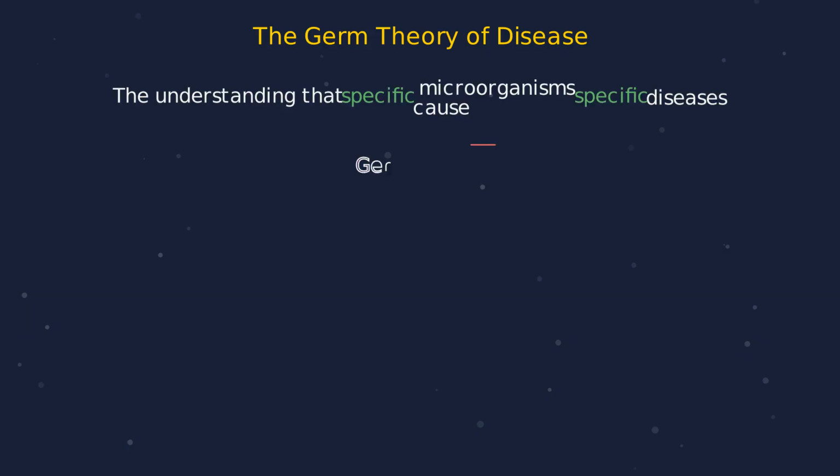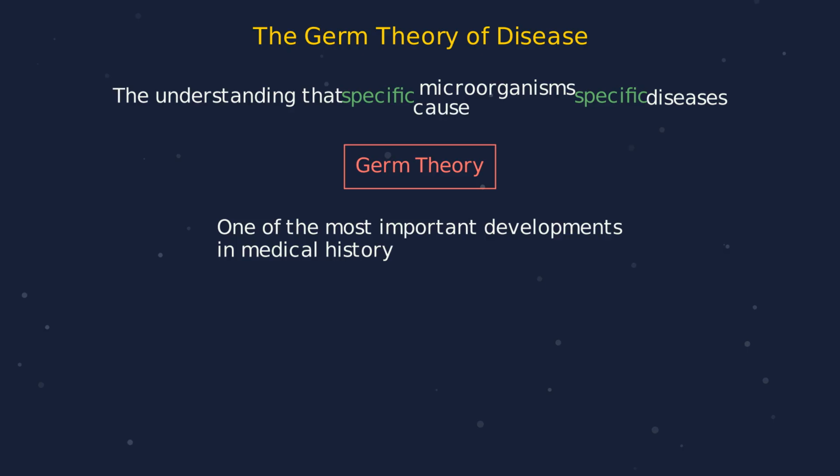The germ theory represents a revolutionary understanding in medical science. At its core, the germ theory established that specific microorganisms cause specific diseases. This fundamental concept is considered one of the most important developments in the entire history of medicine.